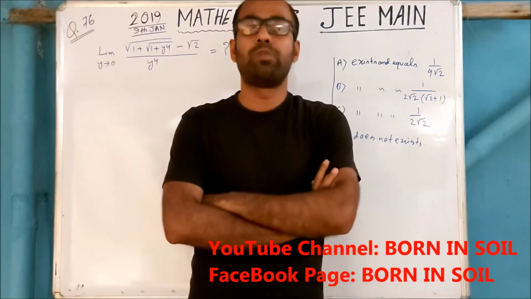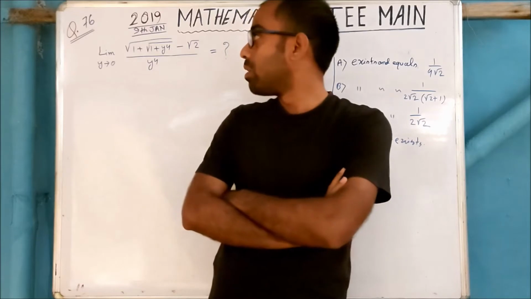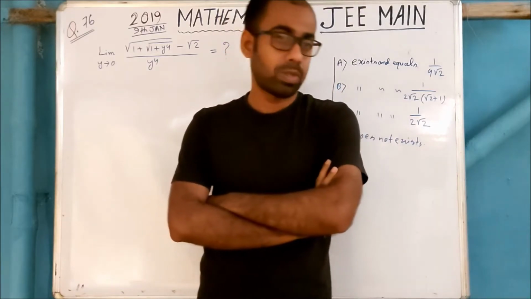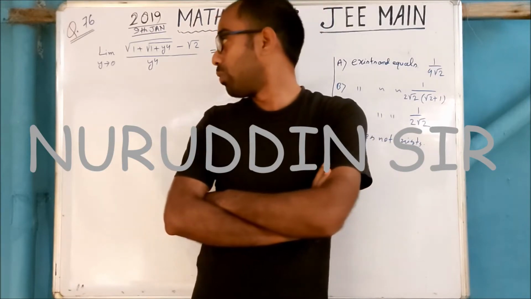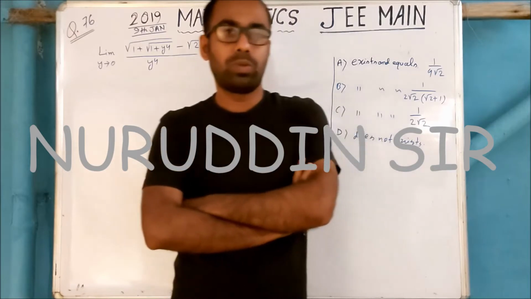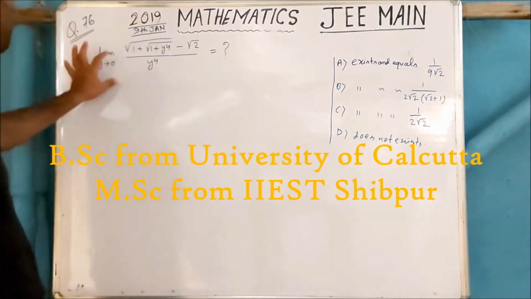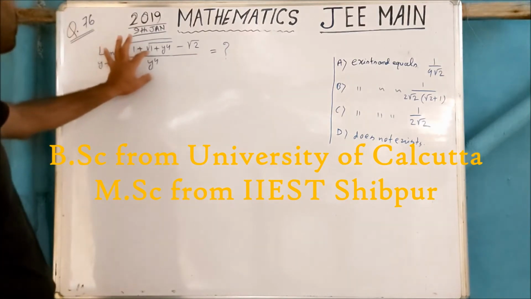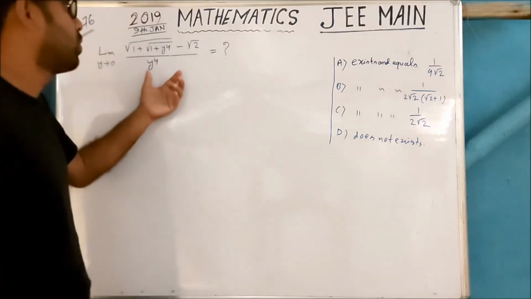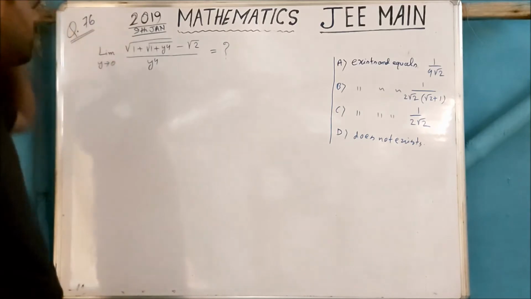Today I solve a new problem from sequence, question number 76, JEE Mains 2019, 9th January morning shift. So how do we find the solution of this type of problem? Now let's start. The question is: limit of root of (1 plus root of (1 plus y to the power 4)) minus root 2, divided by y to the power 4. Find the value of this function as y tends to 0.